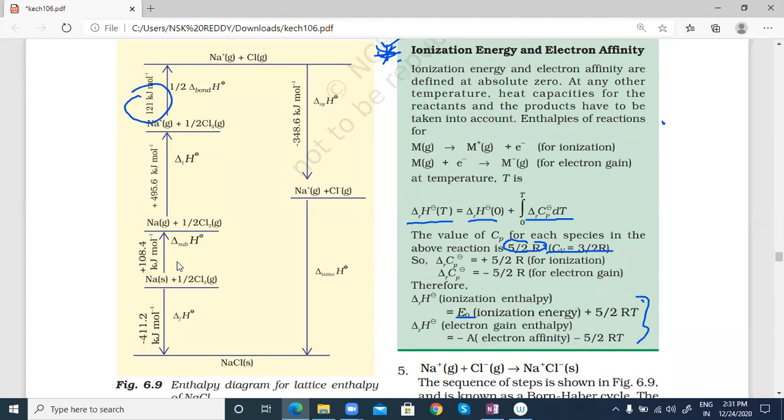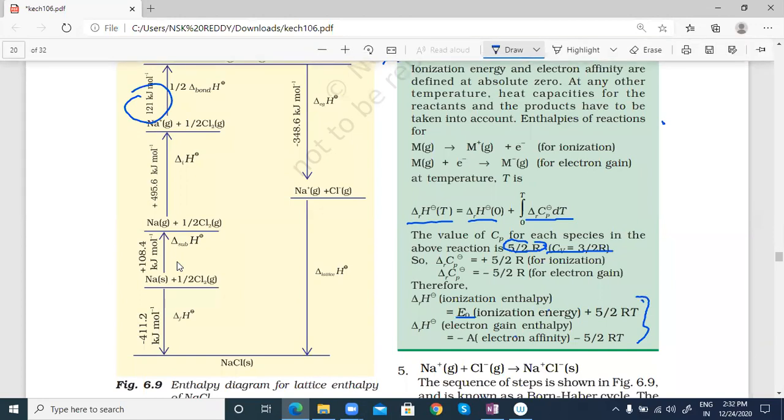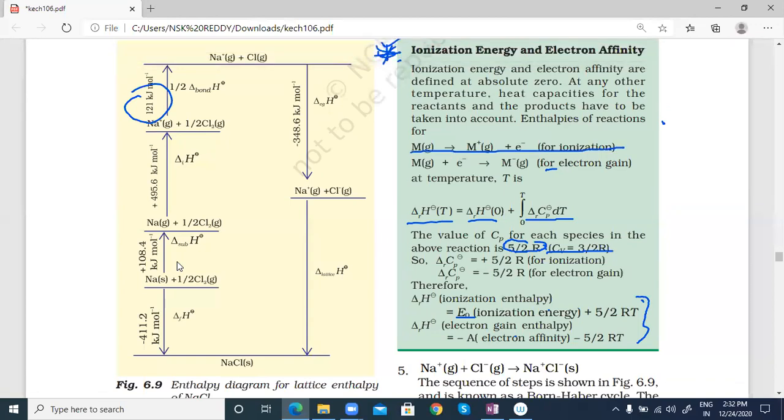Electron gain enthalpy is exactly opposite to this value only, no? So that's why they are multiplying by minus: electron affinity is minus 5/2 R. Electron gain enthalpy is opposite to ionization energy. Why? In ionization energy we are supplying energy, while electron gain enthalpy is releasing energy.